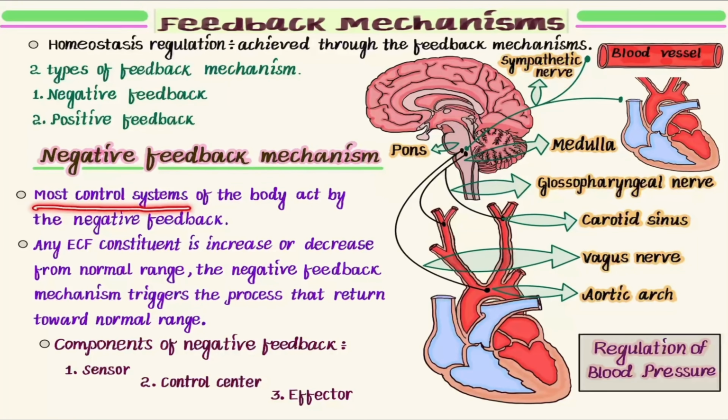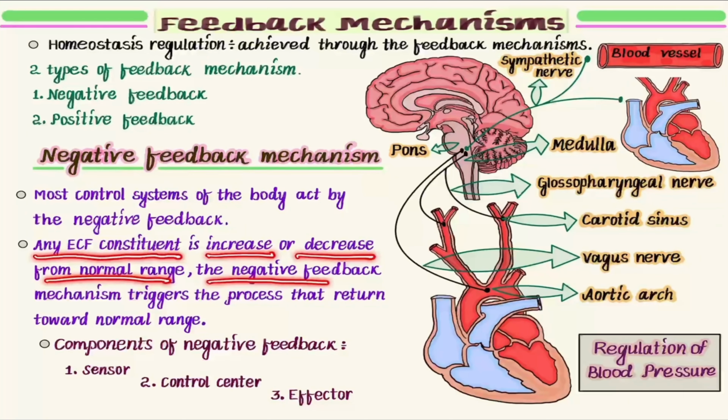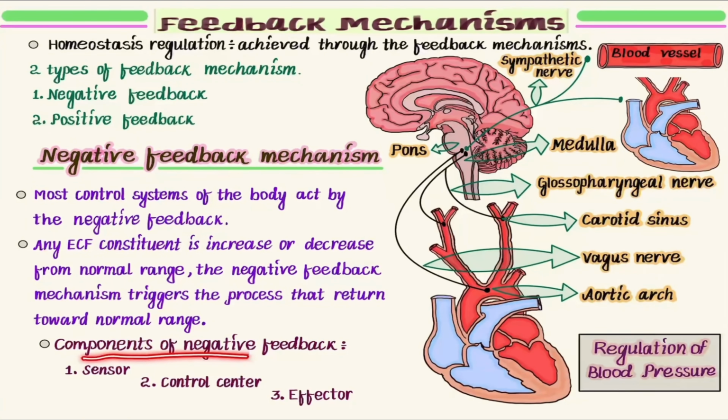Most control systems of the body act by the negative feedback mechanism. When any extracellular fluid constituent increases or decreases from the normal range, the negative feedback mechanism triggers the process that returns it towards the normal range. The negative feedback mechanism has three components: sensor, control center, and effector.